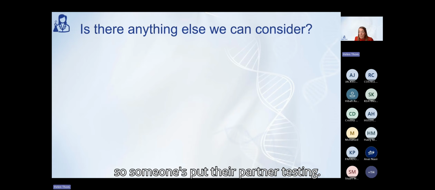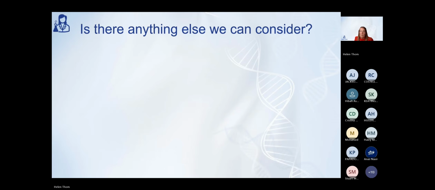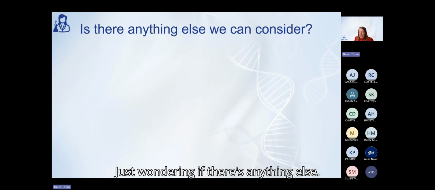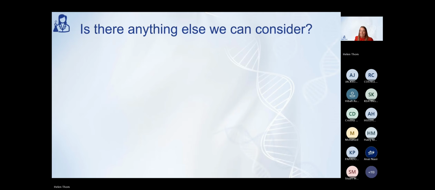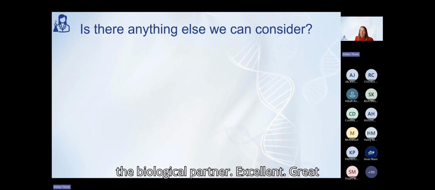So someone's put their partner test in. That's perfect. Just wondering if there's anything else. I think that's quite big there. A few people have put in that. Yeah. Tested dad, cell-free fetal DNA. Paternal testing, paternal phenotype. The biological partner. Excellent. Great answers, everybody. Thank you.